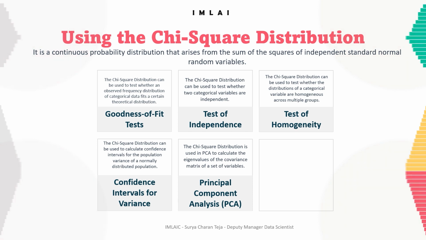It can also be used to assess the goodness of fit of a model, or to test the independence of features in a data set. So overall, the chi-square distribution is a fundamental distribution in statistics that has a wide range of applications in hypothesis testing, statistical inference, and machine learning, etc. So we'll take some simple examples to understand how we can leverage the power of the chi-square distribution.